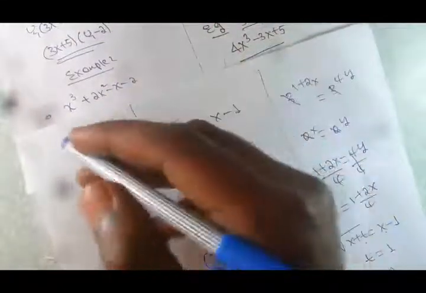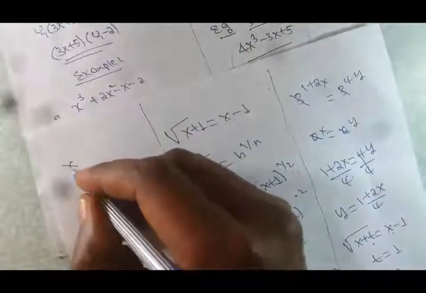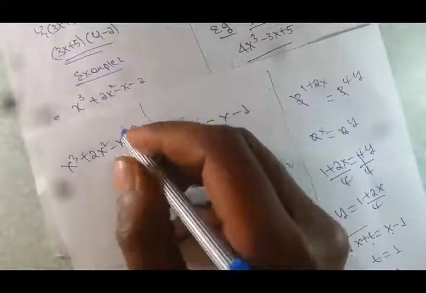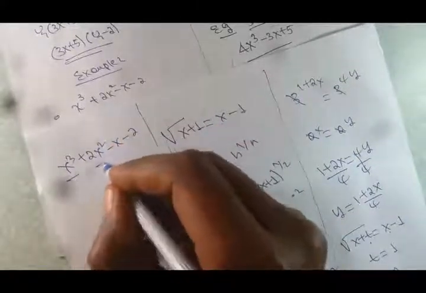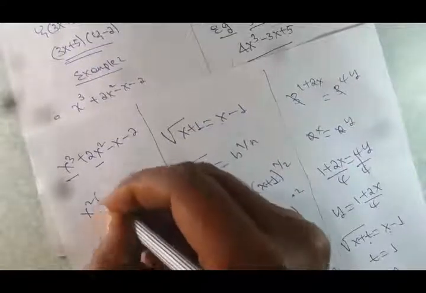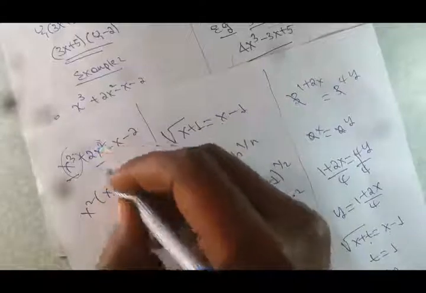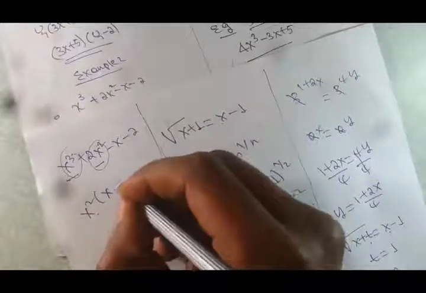And example 2 is given. How can we factorize x cube plus 2x square minus x minus 2? The first thing is, do these two terms have a common factor? Yes, x square is common. When x cube is divided by x square, x will be left. When 2x square is divided by x square, 2 will be left.